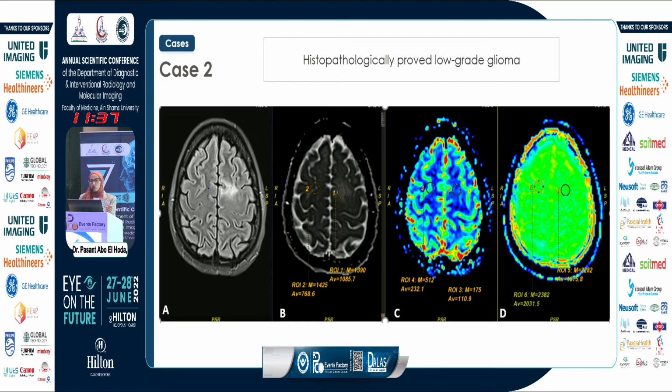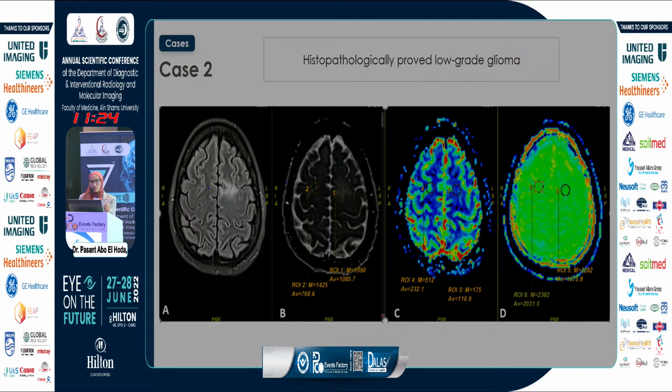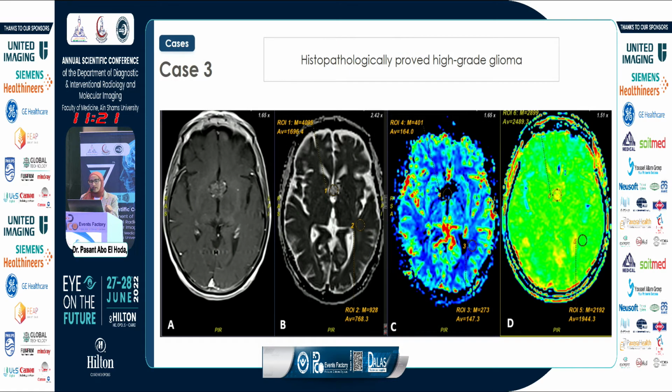Here's another case of histopathologically low-grade glioma of a 33-year-old male patient presented with headache, showing high signal intensity on FLAIR-weighted images with facilitated diffusion, no evidence of increased perfusion, and low APT signal. That was another case of high-grade glioma showing increased uptake on the APT weighted images, mild post-contrast enhancement with facilitated diffusion and no increased perfusion, and this shows the advantage of APT over other modalities in some cases to assess the grading of the tumor.